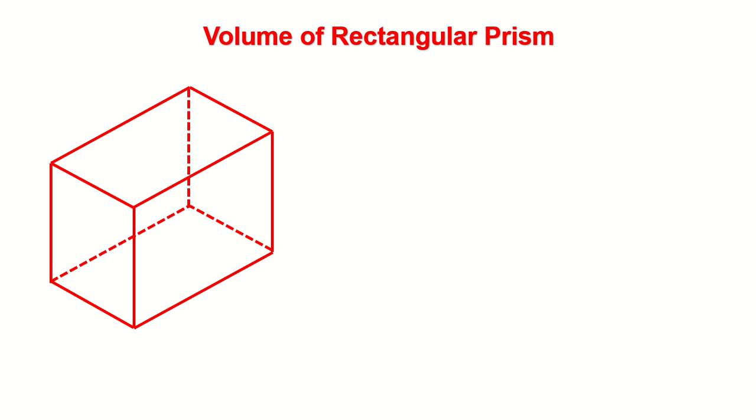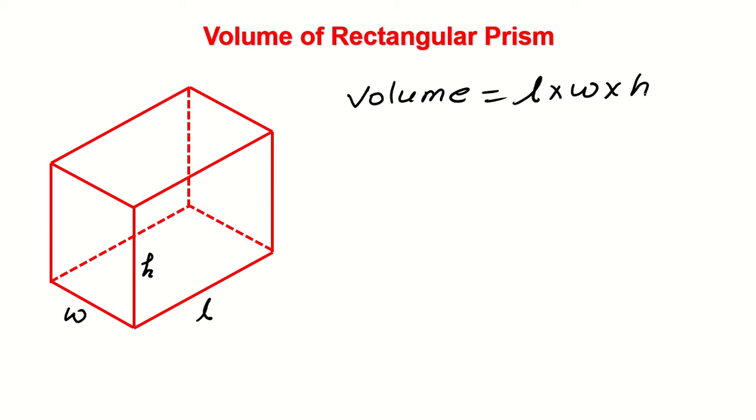Now next is volume. Volume of a rectangular prism. What did I tell you about volume? Volume means capacity to hold. So the volume of a rectangular prism formula is very easy. One side I am taking as length, another side I am taking as width, and height I am taking as h. So what will be the volume of a rectangular prism? Volume will be length multiply width multiply by height. So again I am writing volume as V equals L times W times H.